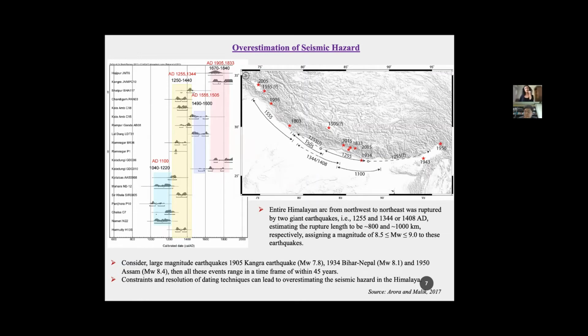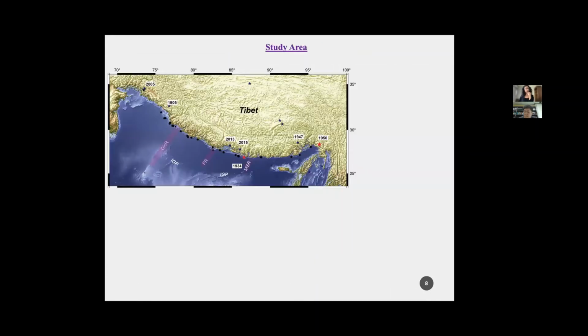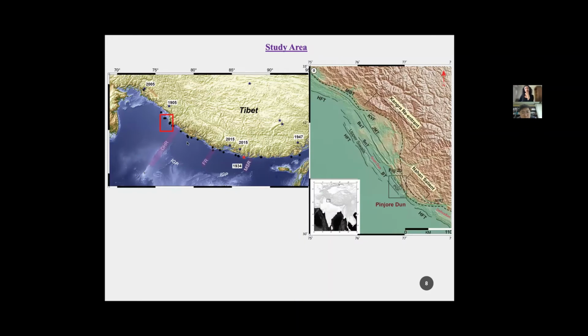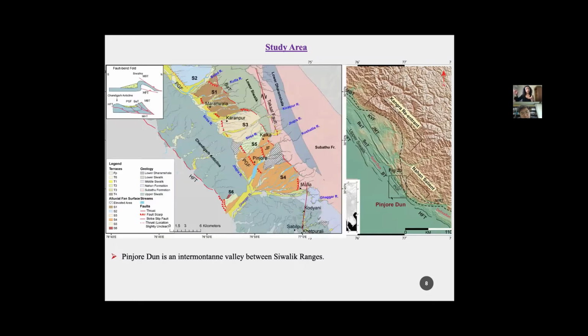So then we decided to excavate trenches in the northwest part of the Himalaya, west of this identified segment boundary. The name is Pinjor Dun. Pinjor Dun lies between Upper Shivalik and Lower Shivalik. It is a dun where all the sediments from the mountains are deposited within a dun valley.